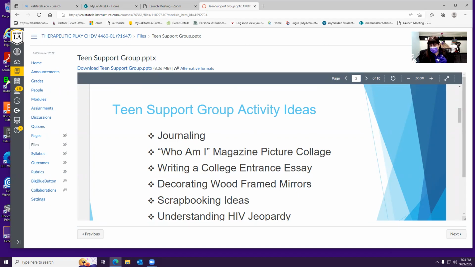We've created Who Am I posters with magazine pictures. Sometimes we're writing college entrance essays. We're decorating wood framed mirrors so that they feel good about this. It's like a wooden picture frame with a mirror on the inside. And they decorate them with puzzle pieces and then painting them, or seashells or buttons or whatever it is that we have available. We do scrapbooking together.